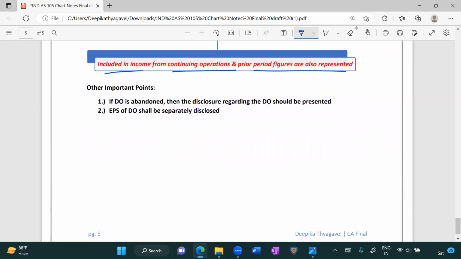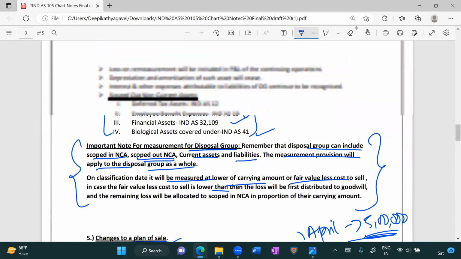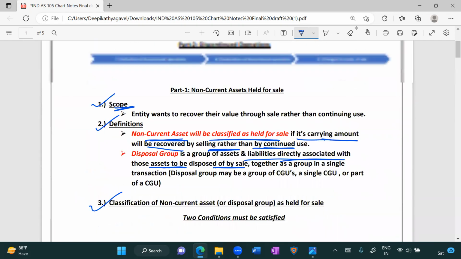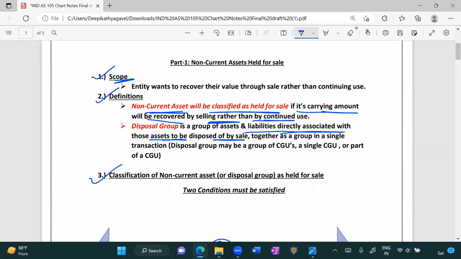The other two little important points are that if the discontinued operation is abandoned, then the disclosure regarding the discontinued operation must be presented, and the EPS, earnings per share, of the discontinued operation will be separately disclosed. So this was a comparatively very small standard. It mostly has simple principles, and some presentation and disclosure in the notes are the major parts of the standard, which I have discussed in detail. So that was all about the revision of Ind AS 105.